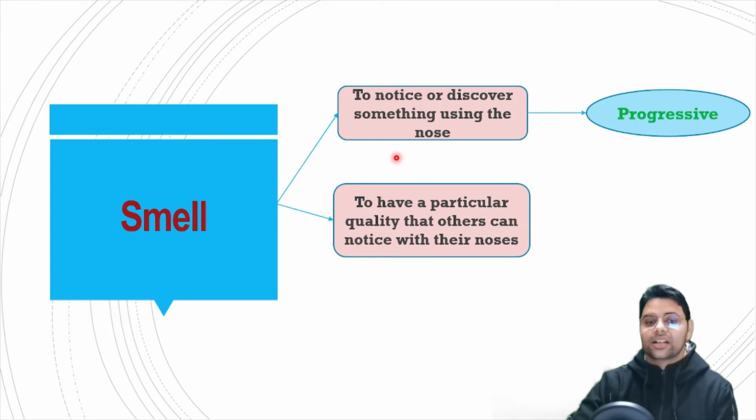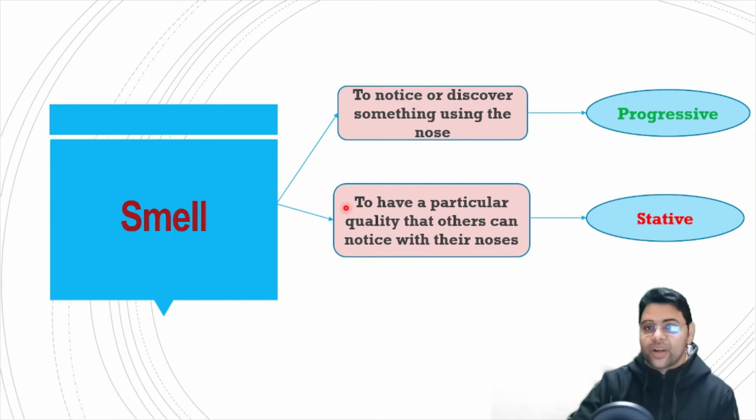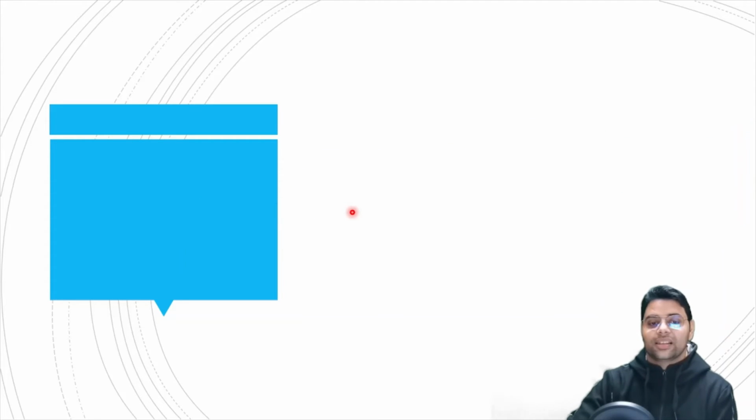In that sense, in the first meaning the verb is progressive. It means when somebody is inhaling and having the smell of something, in this sense the verb is progressive and can be expressed in continuous tense. But when we are talking about something that has some quality or some kind of smell, and that is the basic characteristic of that thing, in that sense the verb is stative. Let's understand this with the help of some examples.